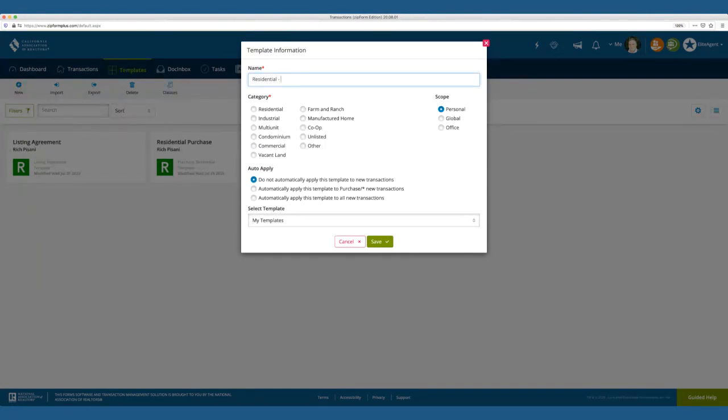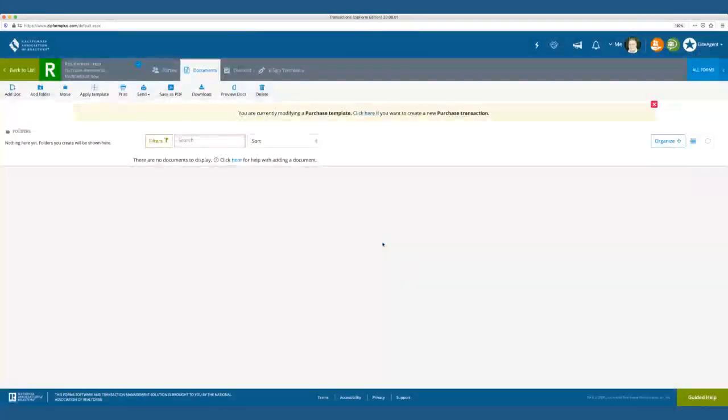I'm going to just make a notation so I can get rid of it later. The category is residential. Do not automatically apply this template to any new transactions; you don't want it automatically applying templates. So don't choose any of the others. So say save. It's going to bring up a blank template.